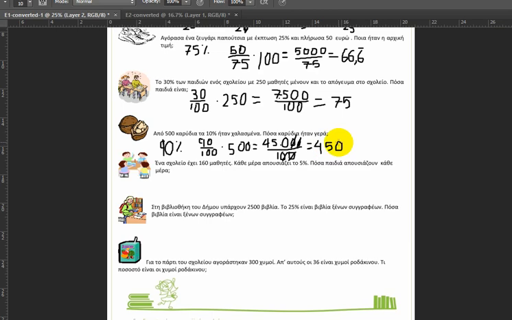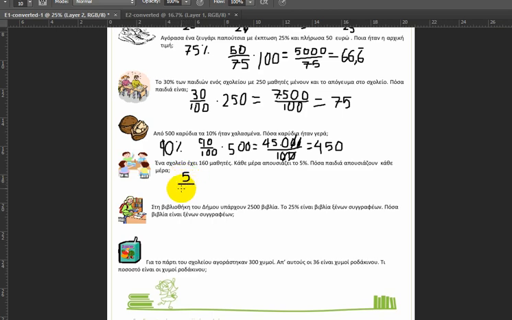Next up, we see a problem where a school has 160 students and every day 5% is absent. It doesn't have to be the same 5%, but that doesn't matter. And it asks how many kids is that. So how many kids is 5% of 160?